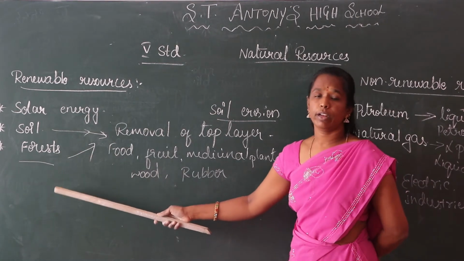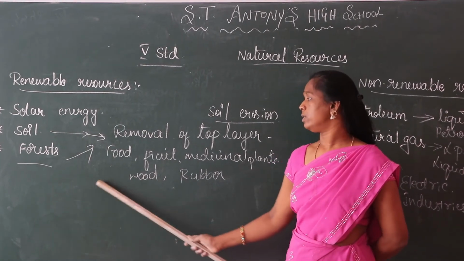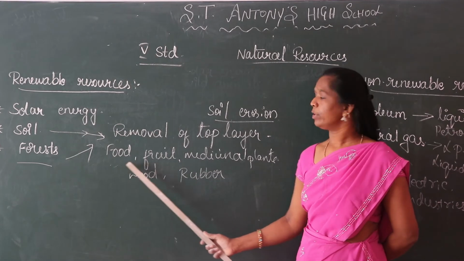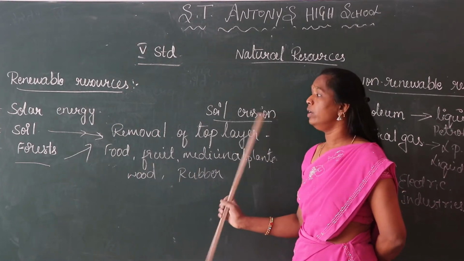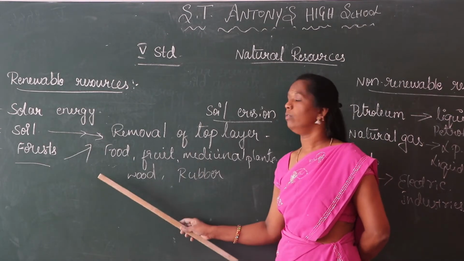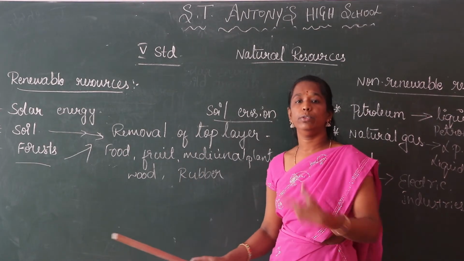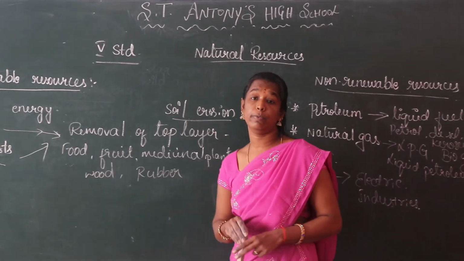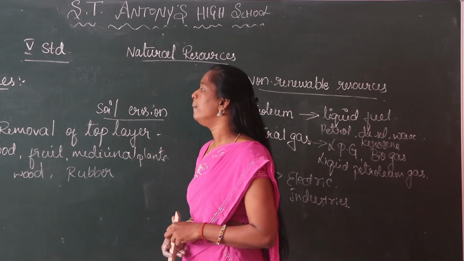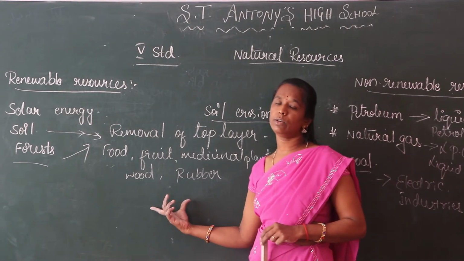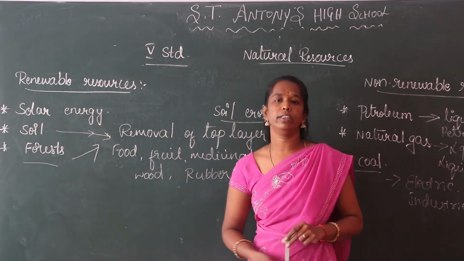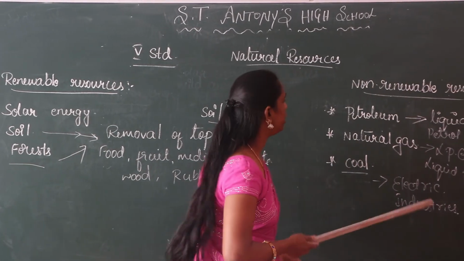Forest is also one of the main renewable resources. It gives us food, fruits, medicinal plants, wood, rubber also. And rain is also one of the benefits from the forest. It gives shelter to the wild animals and also some birds. It gives food for the wild animals and also shelter.